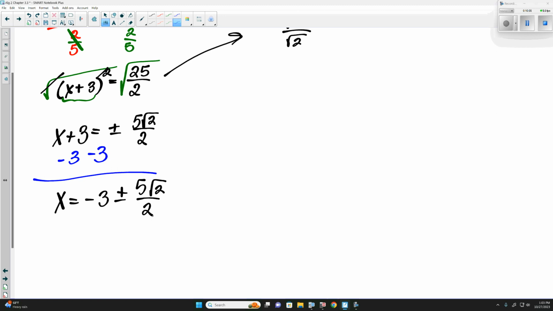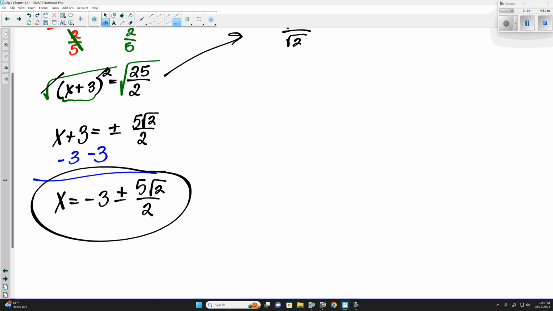Questions on how we got to this point here? Questions on anything we've done so far? Is -3 and 5 square roots of 2 over 2, are they like terms? Well, no, because 5 square roots of 2 and 3 are not the same, because they don't both share that square root of 2. They're not like terms. We can't combine them. So our final answer is this right here.